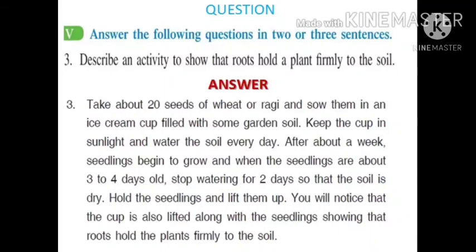Third question, describe an activity to show that roots hold a plant firmly to the soil. Answer, take about 20 seeds of wheat or ragi and sow them in an ice cream cup filled with some garden soil. Keep the cup in sunlight and water the soil every day. After about a week, seedlings begin to grow, and when the seedlings are about 3 to 4 days old, stop watering for 2 days so that the soil is dry.